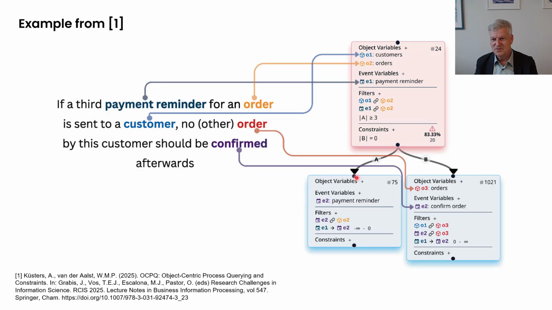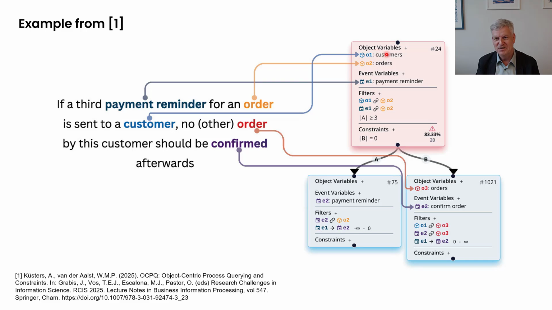And this is connected through this A structure. Here it says that the size of A should be at least 3. So if we look at the combination of customer order and payment reminder, and then navigate to the payment reminders that were happening before, including E1 itself, there should be at least 3. So here we set a filter, looking at this combination of customer order and payment reminder where there were already 3 payment reminders. And now we go to this by this customer, right?